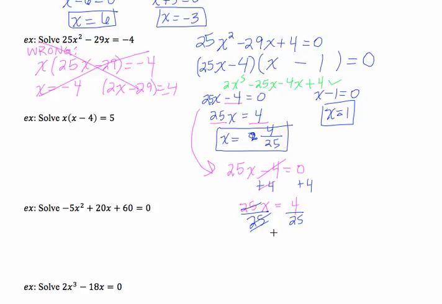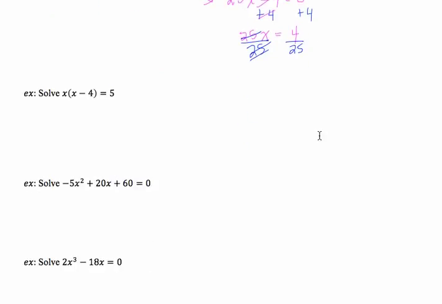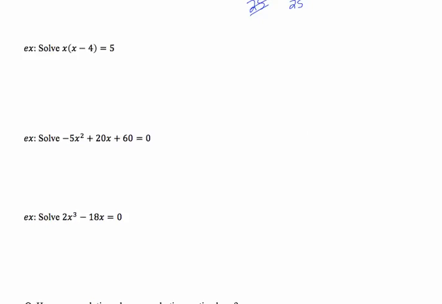Okay, so moving on, let's solve another one here. x times x minus 4 equals 5. So again, what you don't do is set each factor equal to 5 because that zero factor theorem only works if it's equal to 0.